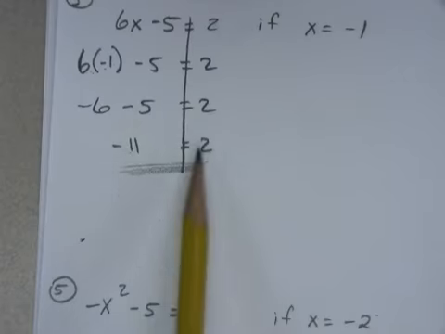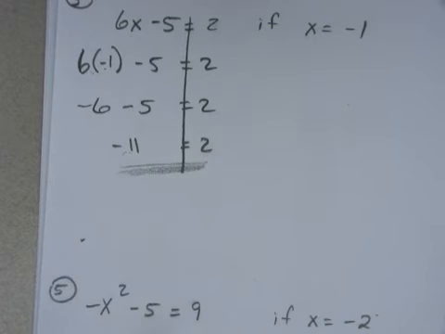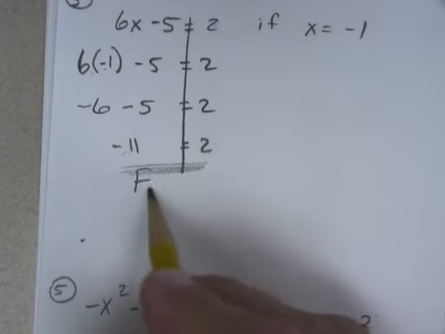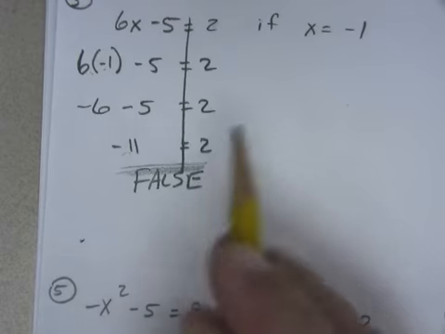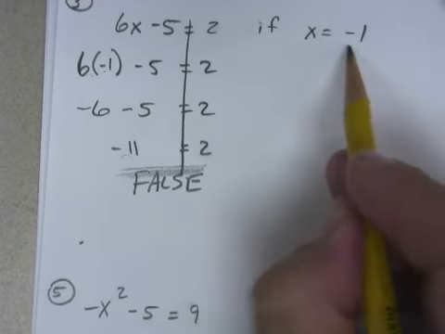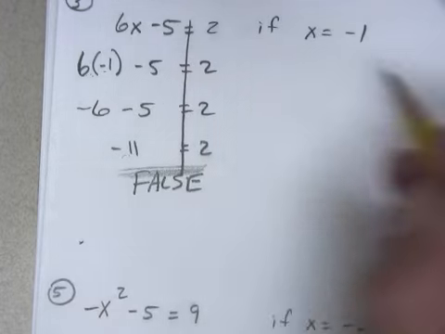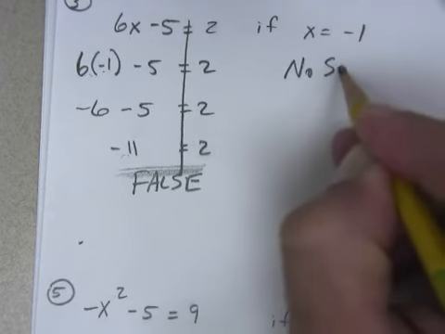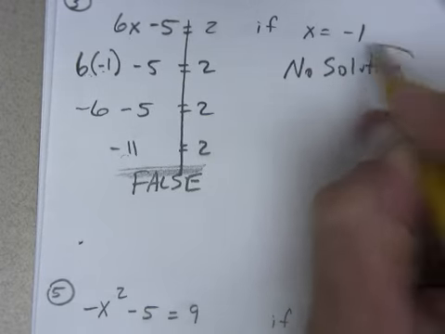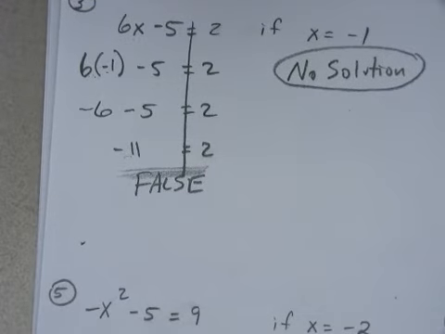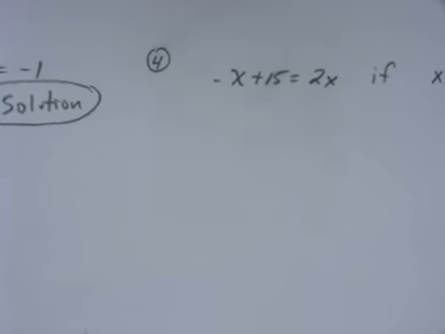So I can say that. Down here, negative 11 and 2 are not the same. They're not equal. So this statement right here is not true, it's false, which means that the negative 1 that I plugged into here is not a solution to this equation. So I would say no solution. All right, I got 3 more to do.